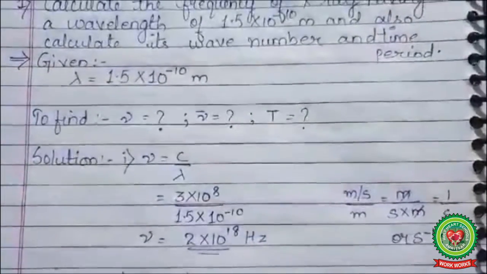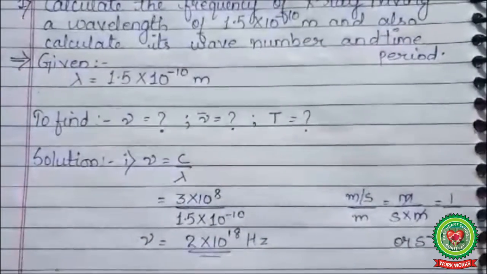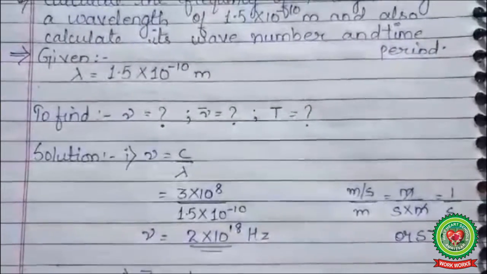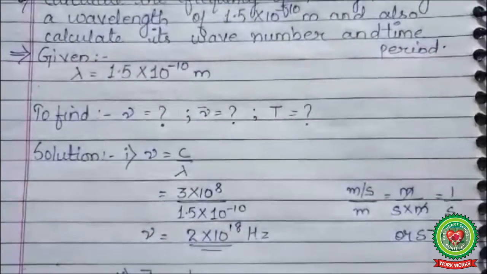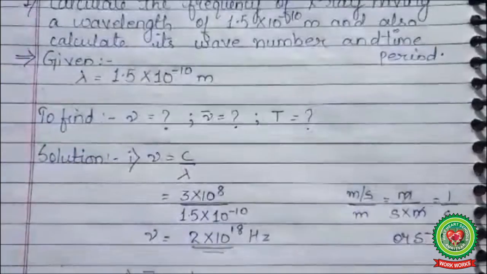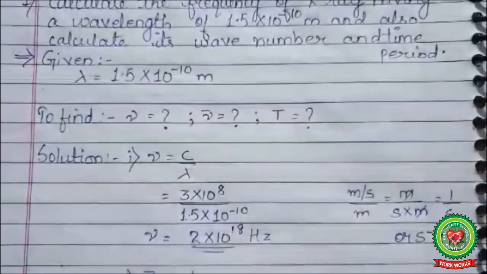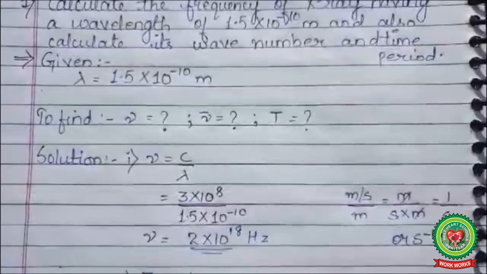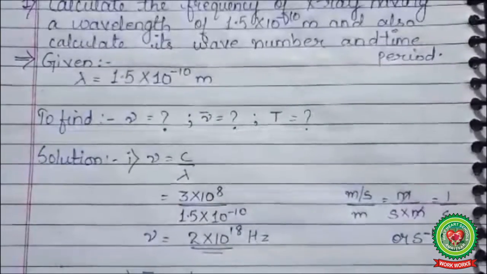If the lambda given to us is in meters, the value for c we will use is 3 × 10^8 divided by 1.5 × 10^-10, that's the value of lambda, and we come across frequency, that is 2 × 10^18 hertz. So minus 10 will go up, it will become plus 10, and it will become 10^18.